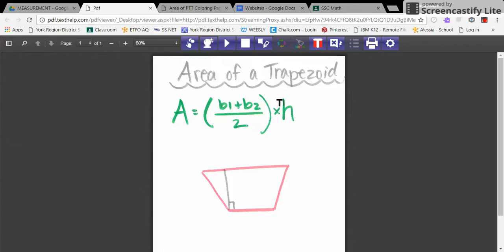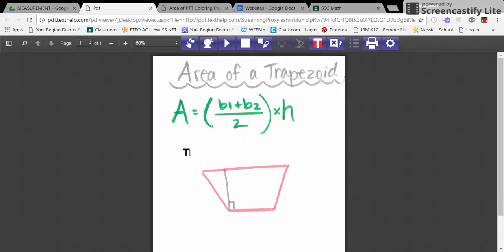And it's okay if you don't have any idea what this means right now. That's what this video is going to show you. It's going to break down b1 plus b2 divided by 2 times height to help you find the area of a trapezoid. So first you'll need your title, then you'll need to record the formula. Then I'd like you to leave a little bit of space and draw yourself a trapezoid like I have done here below. Okay, so pause your video for a moment, get these in your notes, and when it's in your notes, you may resume the video.